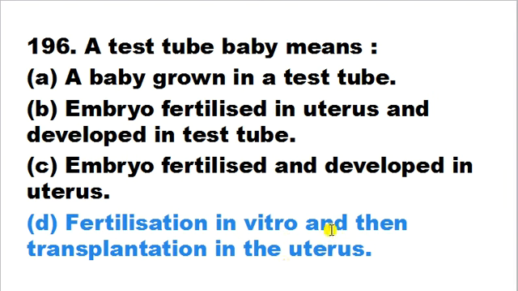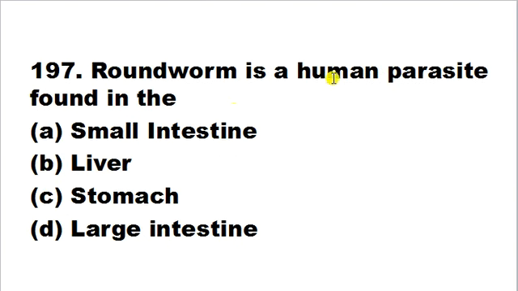Roundworm is a human parasite found in the small intestine, liver, stomach, large intestine. So here roundworms are a specific type of parasite that lives in the human intestine, and it is basically found in the large intestine. These roundworms are present in the soil and also in food sources, and the soil is contaminated through the infected person's feces. So here the roundworm reaches the large intestine. They are basically a human parasite found in the large intestine of human beings.